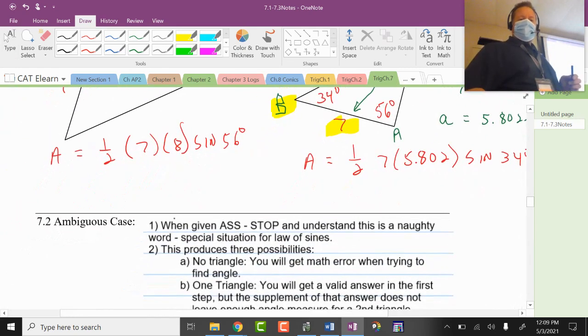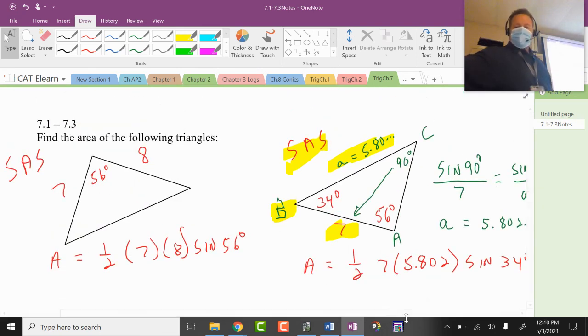And you see, I added some stuff there, the ambiguous case, which we'll start with tomorrow. So hopefully you don't mind the notes being like this. I think it works out pretty well.